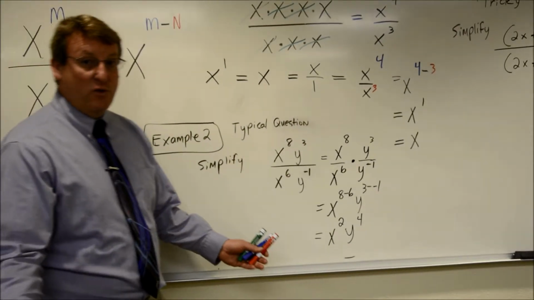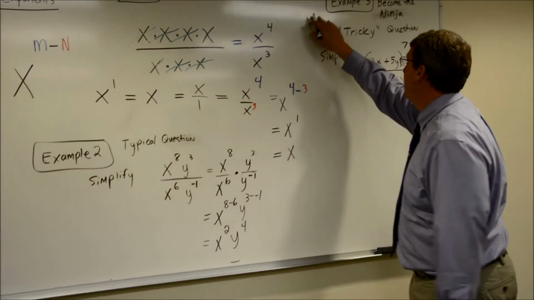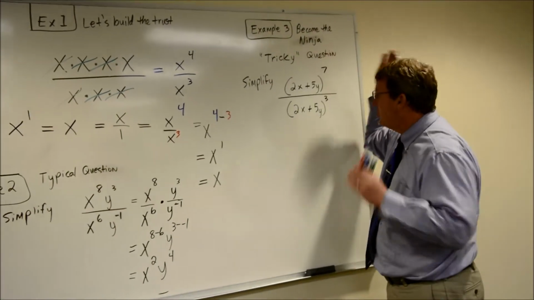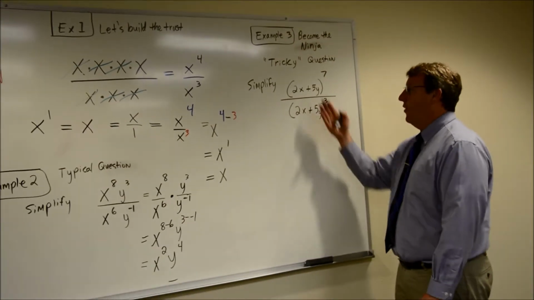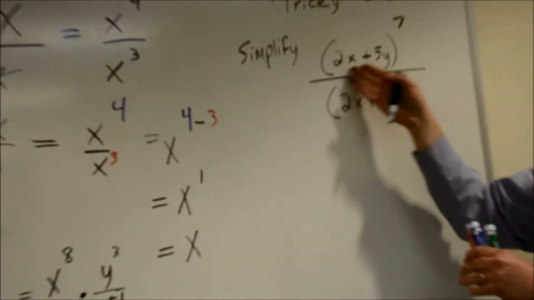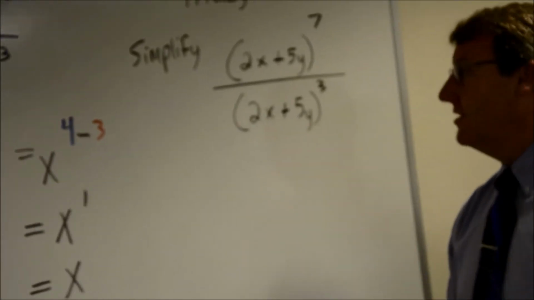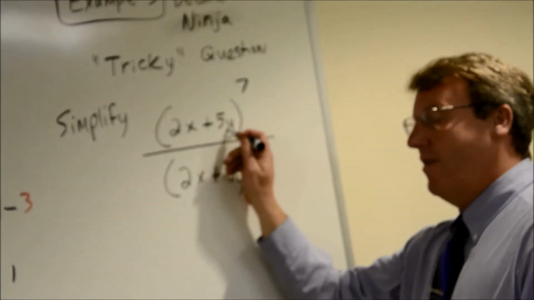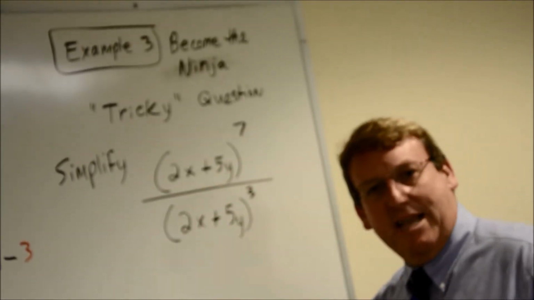Now, what question have I seen throw students off? This is the ninja question. Let's take it to the next level. Become the ninja. What's the tricky question? Well, I want to ask you, what is my base? Some students go, oh my gosh, I have 2x plus 5y. I need to FOIL this or multiply it out. No, calm down. Did you notice that 2x plus 5y is here and 2x plus 5y is also on the bottom? It's the same base.